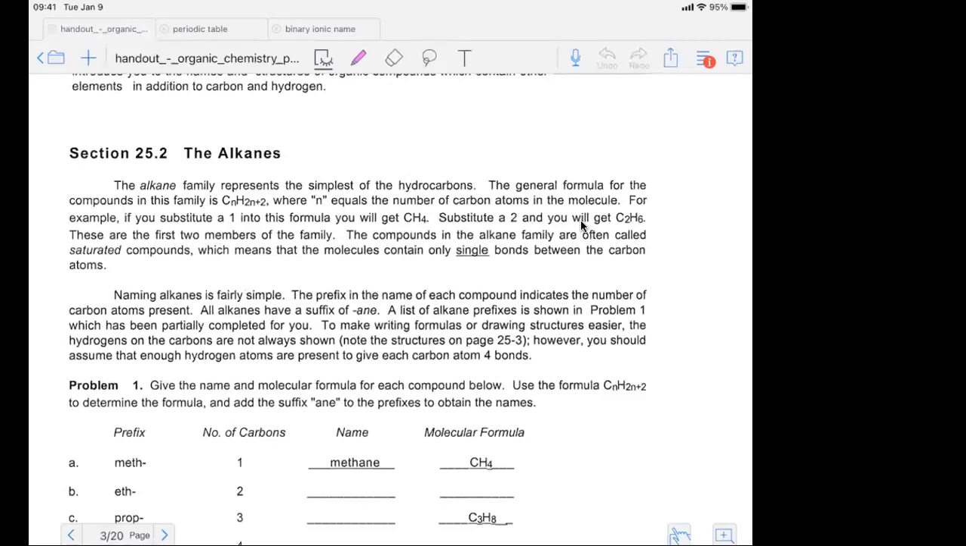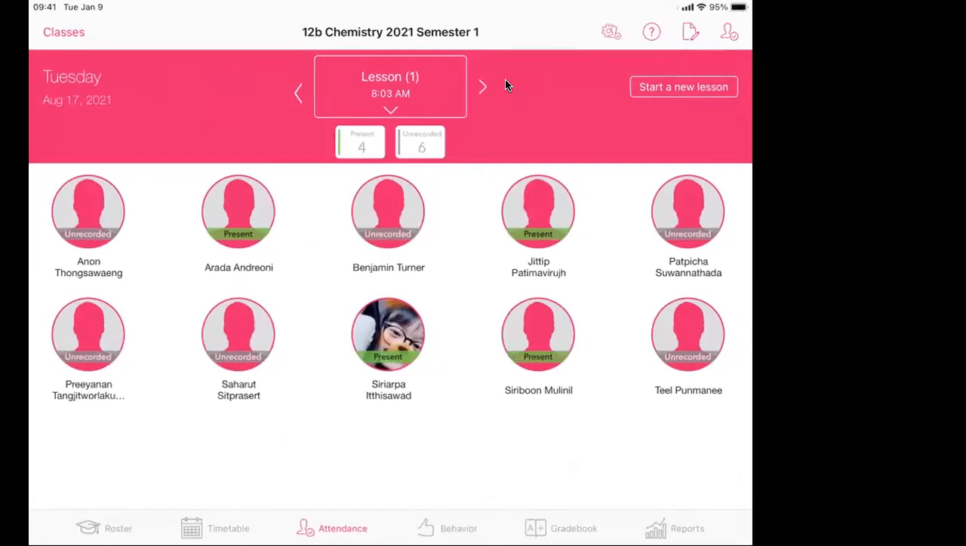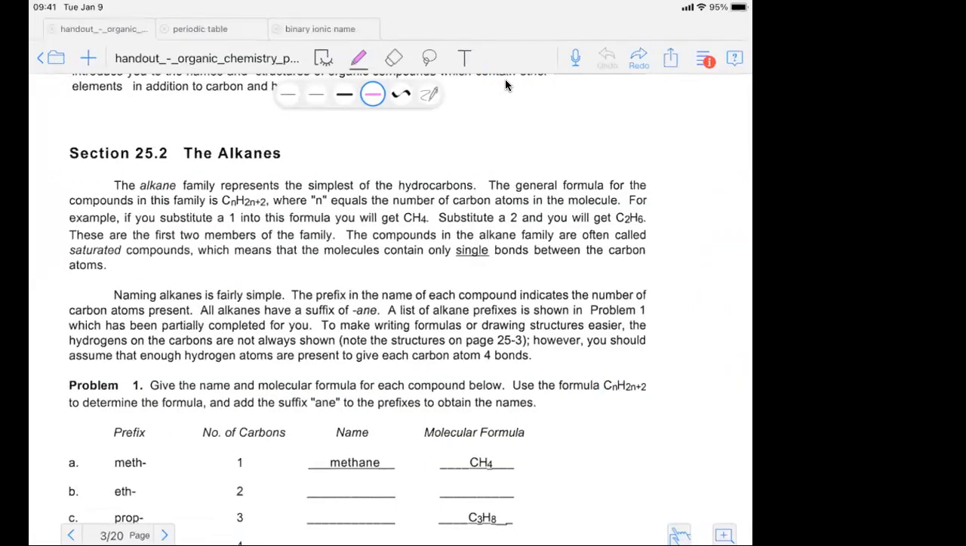The general formula, do I have a highlighter? Oh, hold on. Sequence here. Oh, nice, it's coming back in.